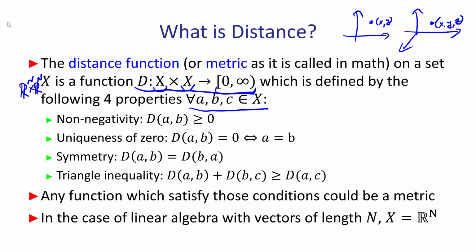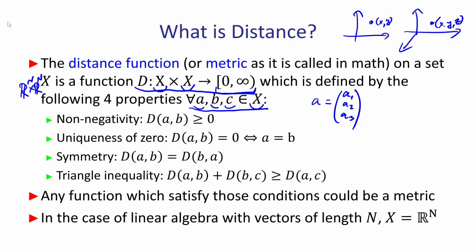Now, let's see what it means first of all. It means that A could be just some scalar number, or it could be any kind of vector, so it may be something like A1, A2, A3 for three-dimensional space, or A1, A2, A3, A4 for four-dimensional space. The same thing happens with vector B and vector C. So all of them belong to that X set, which might be Rn. Now, any function which satisfies the following four conditions could be a metric.